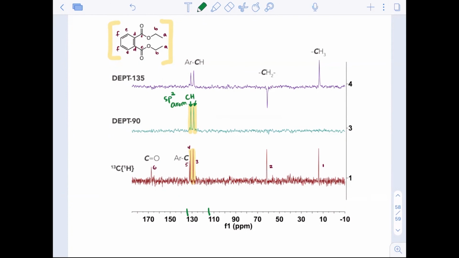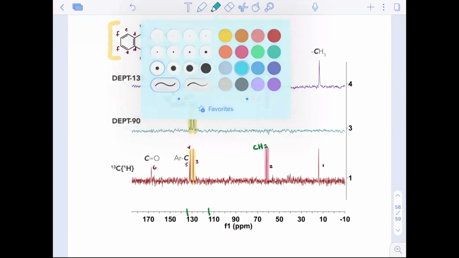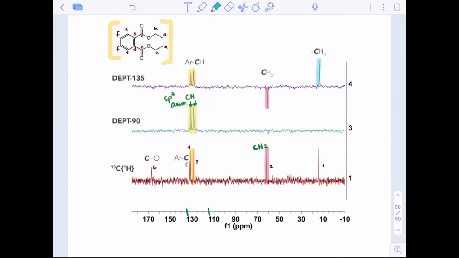Now, let's move up to the DEPT 135. There are still our 2 CH groups, right? We see this negative peak for this one right here. So this must be a CH2 group, right? Because the CH2 group in a DEPT 135 is inverted. Beautiful. And then the last peak that I want to see here was absent in the DEPT 90, but present in the DEPT 135. That means it must be a CH3 group, all right?